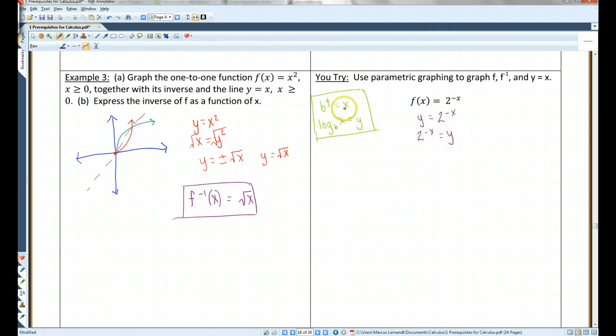So this is what I have right now. I'm going to change it into this. So I've got log base 2 of y equals negative x. I multiply both sides by negative 1. So now I've got negative log base 2 y equals x. And then I can switch my x and my y. I'm going to put my y over here. This is my inverse function. So let's plug that into the calculator and see what happens.